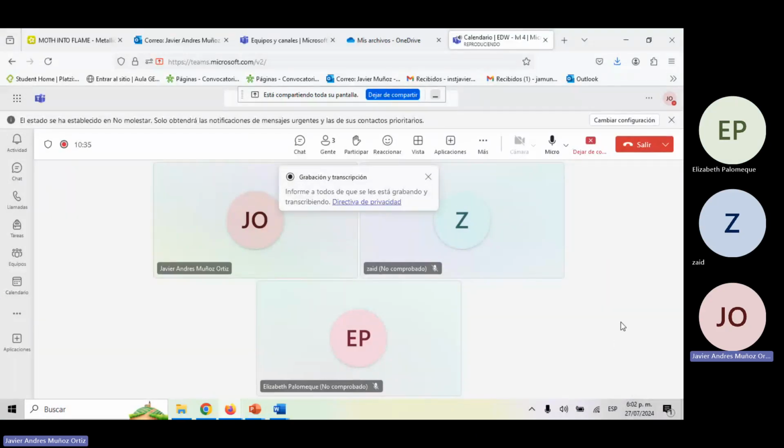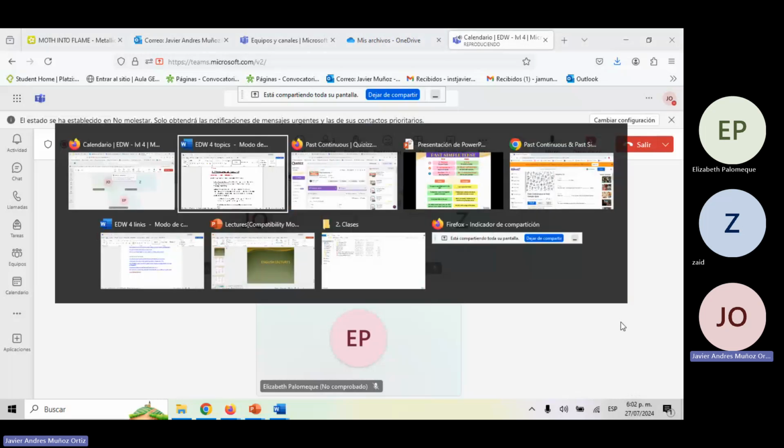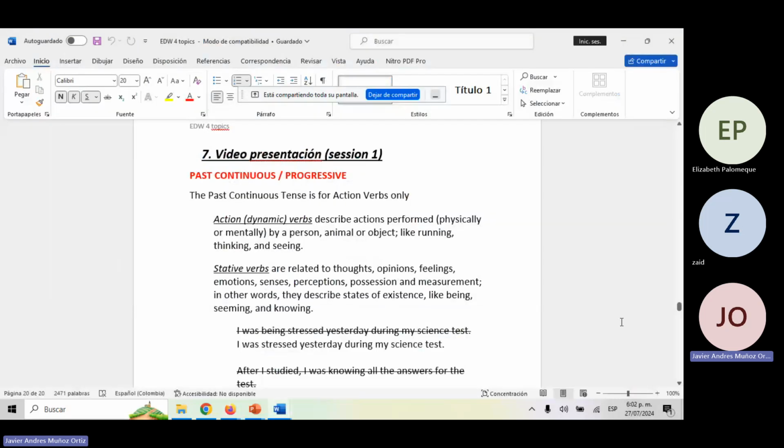So today is our last session of this course. Therefore, we are going to do a recap of what we were talking about last time. Okay, last time we were talking about the past progressive tense or past continuous tense.